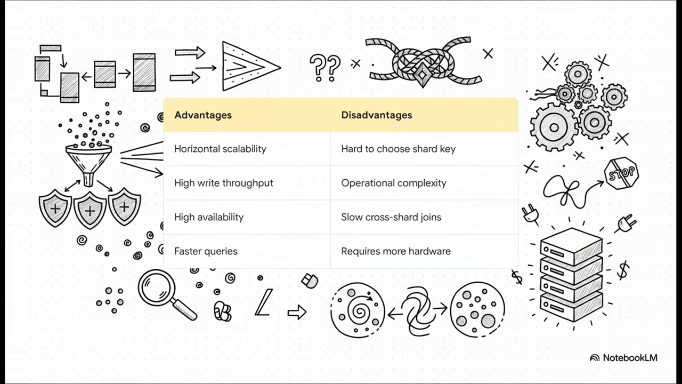But the cons are pretty serious. We've talked about how hard it is to pick that perfect shard key. The complexity of running this whole thing goes way, way up. And some things, like trying to join data across different shards, can get really slow. And, of course, you're just plain going to need more servers.